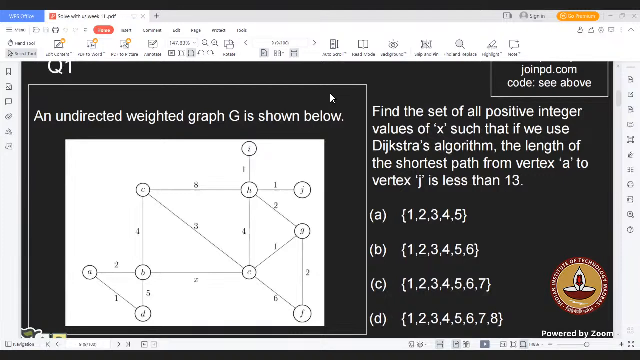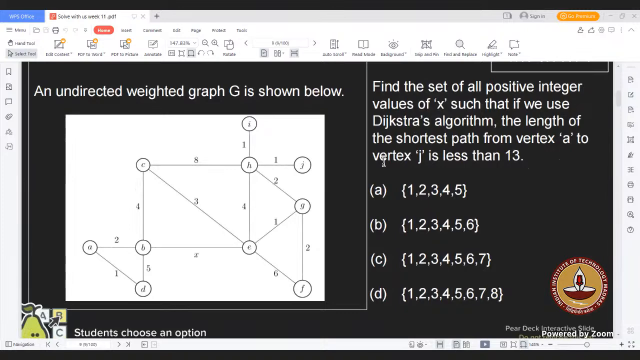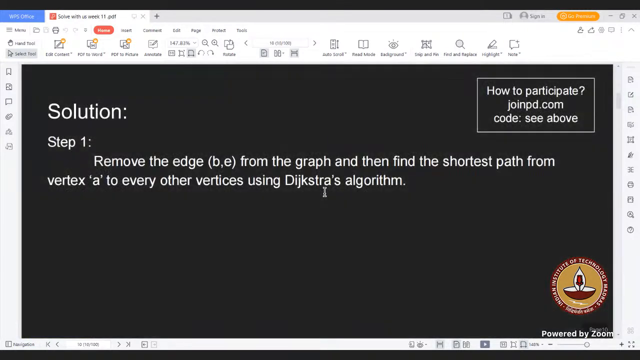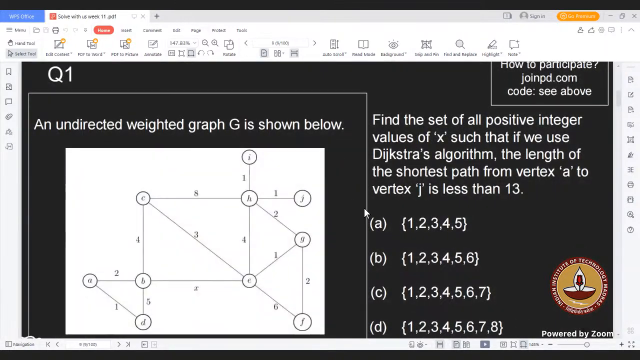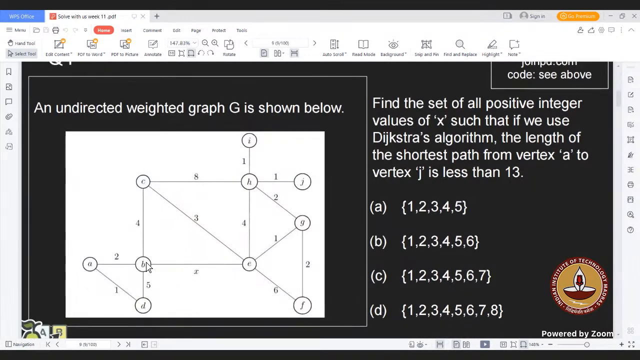Can we discuss the answer now? Yes, sir. Okay, so we'll see what we have to do. First, we'll just remove the edge BE from the graph and then find the shortest path from vertex A to every other vertex. So we'll remove this edge B to E, and we'll find the shortest path from A to every other vertex using Dijkstra.